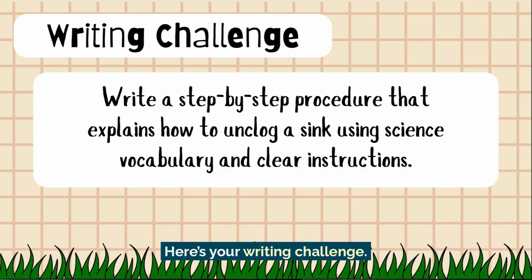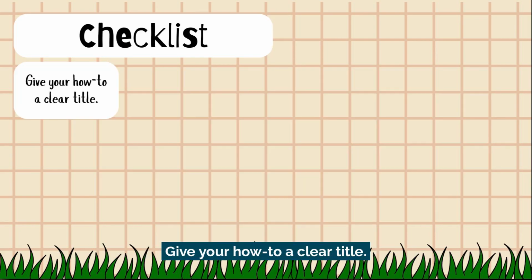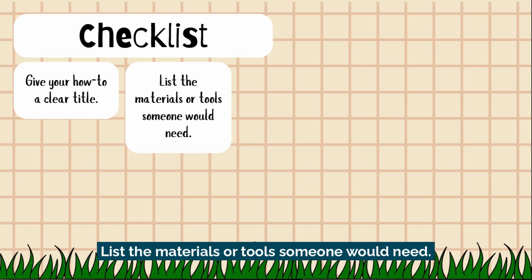Here's your writing challenge. You're going to write a step-by-step procedure that explains how to unclog a sink using science vocabulary and clear instructions. Give your how-to a clear title. List the materials or tools someone would need.